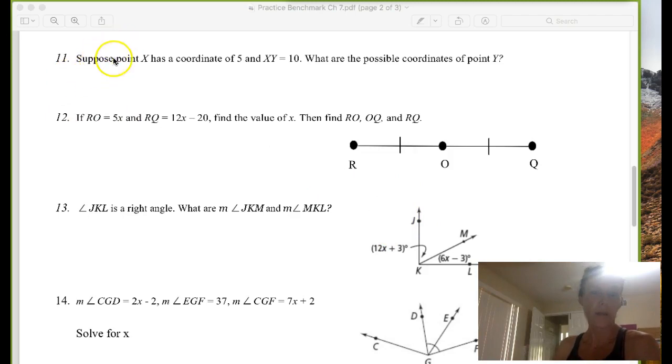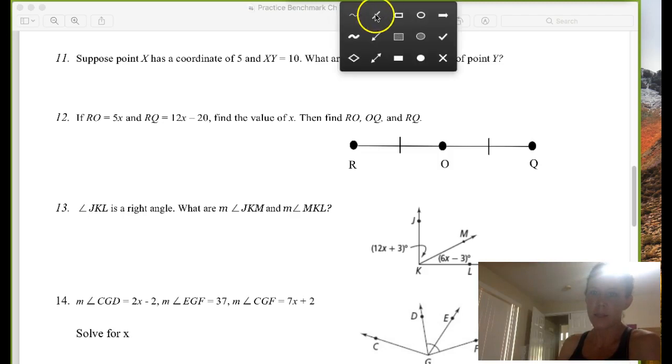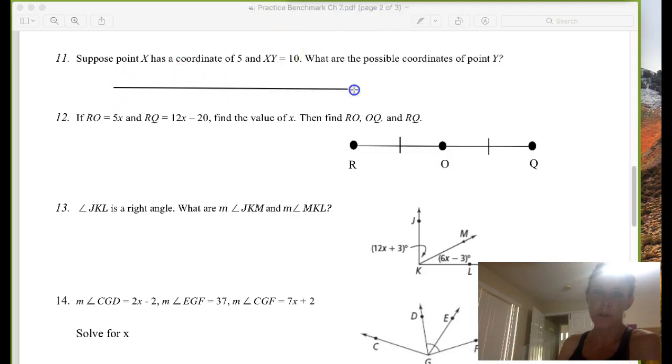Okay, so number 11, suppose x has a coordinate of 5 and xy equals 10. What are the possible coordinates of point y? Now this doesn't have something drawn out for you, but they're referring to a number line when they say x has a coordinate of 5. Draw out the number line so you can get an idea of what you're looking at. If this is 0, 1, 2, 3, 4, 5, this is 5, 6, 7, 8, 9, 10, this is 10.